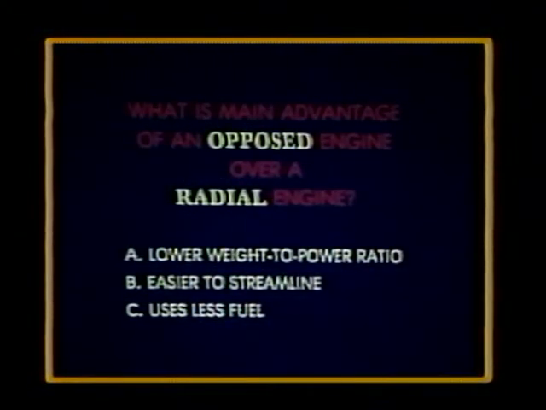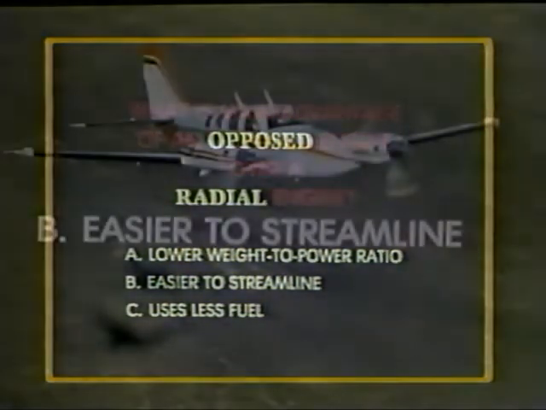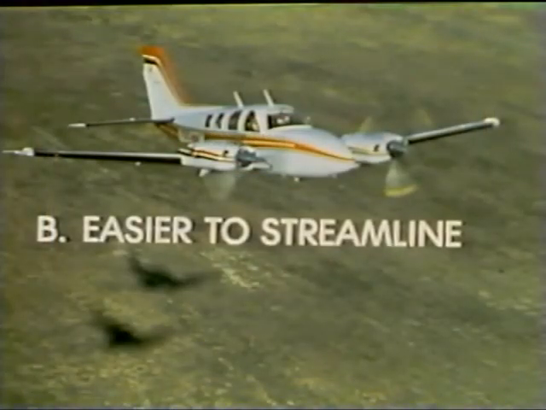Now that we are familiar with the popular configurations of aircraft piston engines, and before we look into their efficiencies, let's answer a question about cylinder arrangement. Question: what is the main advantage of an opposed engine over a radial engine? Does it have a lower weight-to-horsepower ratio? Is it easier to streamline? Or does it use less fuel? The frontal area of a radial engine is its downfall. The horizontally opposed engine is easier to streamline because of the flat arrangement of its cylinders.